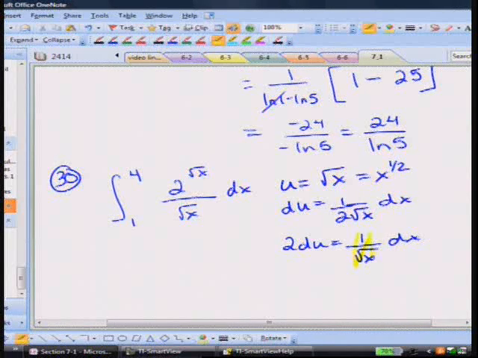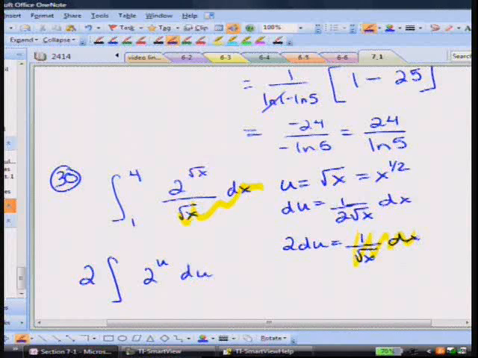So we'll put this in here, and we'll put a 2 out front. And we'll have the integral, and it'll be 2 to the u du. I'm going to go ahead and change my limits because that's always fun. When x is 1, u is the square root of 1, which is still 1. But when x is 4, u is the square root of 4, which is 2.